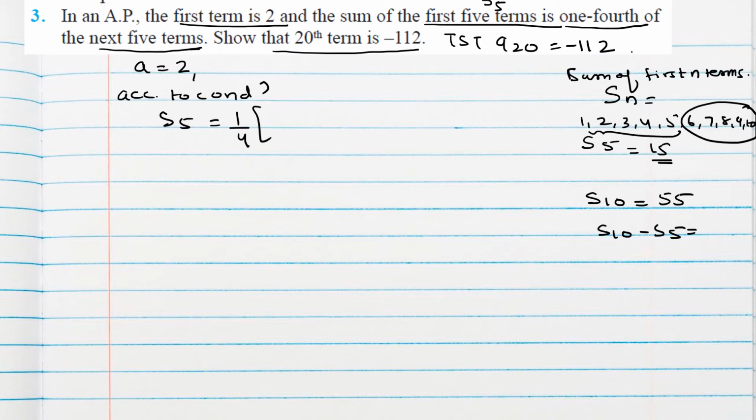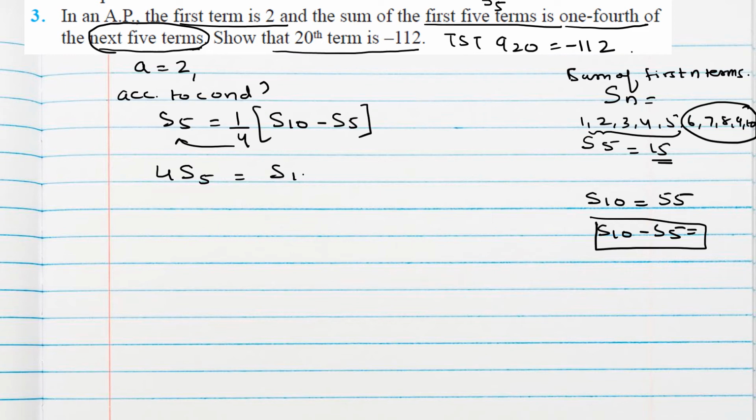Okay, so here what is the condition given? 1/4 of the next 5 terms. So what is the addition of next 5 terms? This is the addition of next 5 terms, so we should write here S10 minus S5. So 4 we can transfer here: 4S5 is S10 minus S5. This minus S5 will come this side. So 5S5 equal to S10.